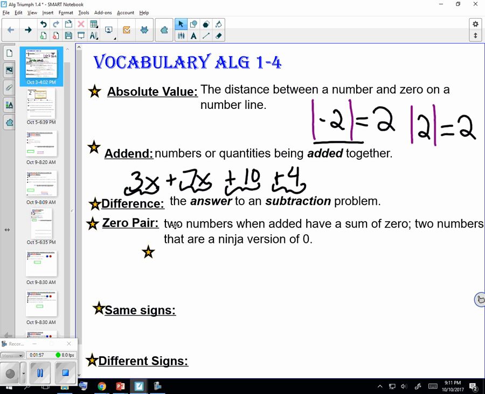Zero pair: two numbers that when added together have a sum of 0. They're two numbers that make a ninja version of 0. It's 0, but it doesn't look like it. We call this a number and its additive inverse.